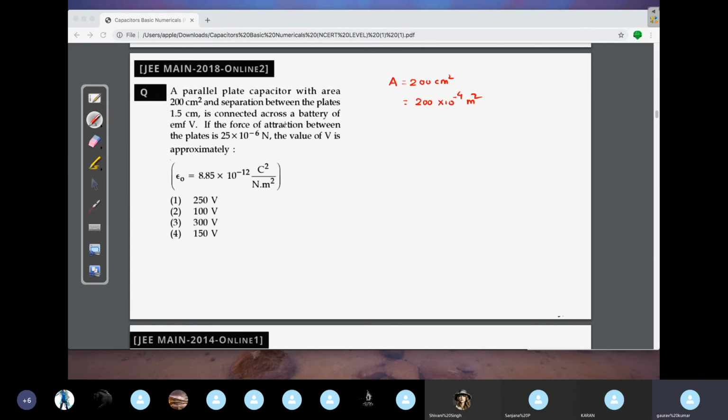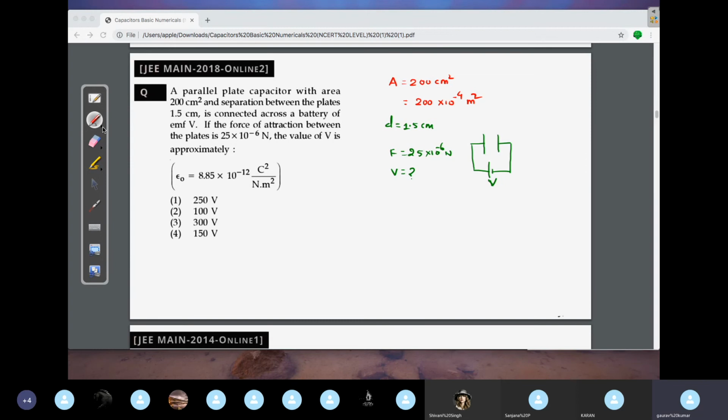The plate separation d is given as 1.5 centimeter. And it is connected to a battery of voltage V. Okay, so you're connecting this through a voltage difference of V from outside like this. But they have not given the value of V by the way. The force of attraction between the plates is also given to you. Force is given as 25 into 10 to the power of minus 6 Newton. They're asking what is the value of this V.